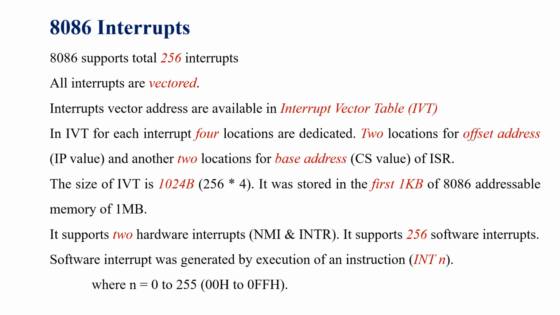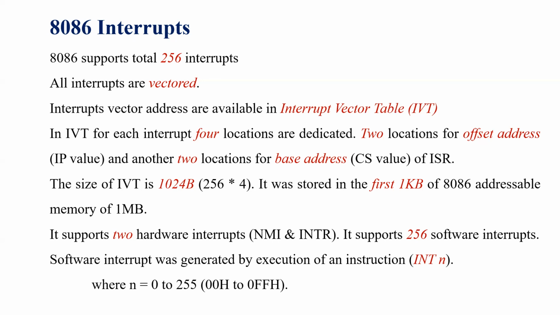Now coming to 8086 interrupts. Our 8086 processor supports a total of 256 interrupts. All interrupts are vectored interrupts. We know the meaning of vectored interrupts. And one more thing is, for all these vectored interrupts, the vector addresses, that is ISR addresses, are available in an interrupt vector table, IVT.